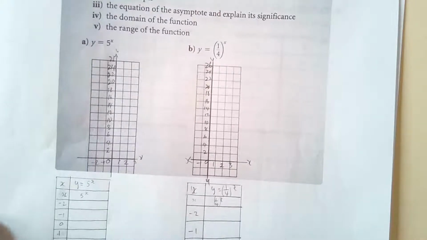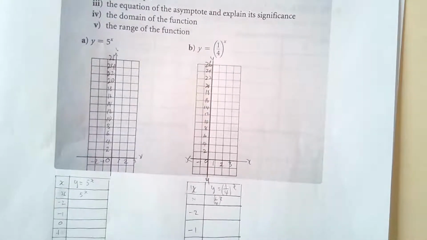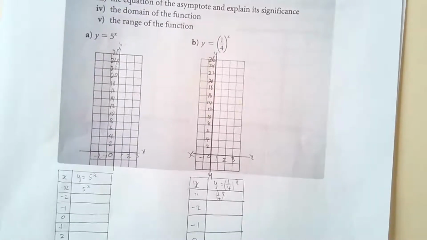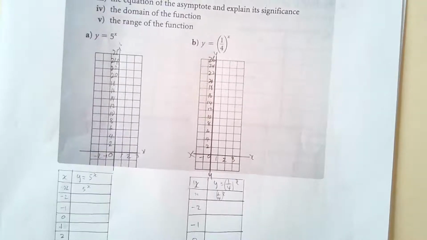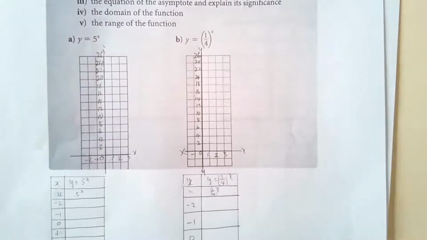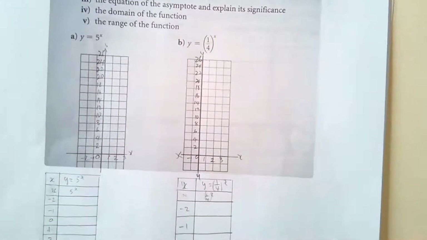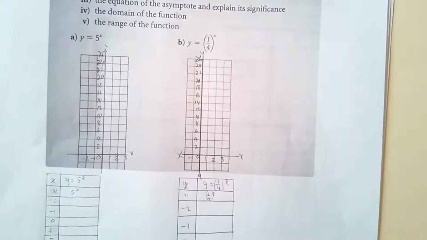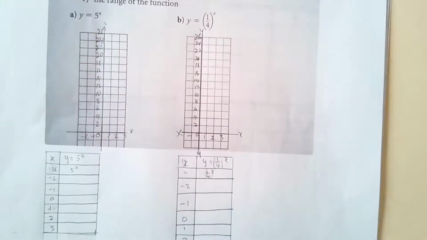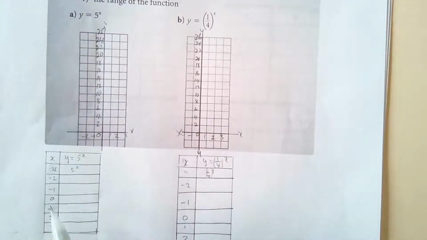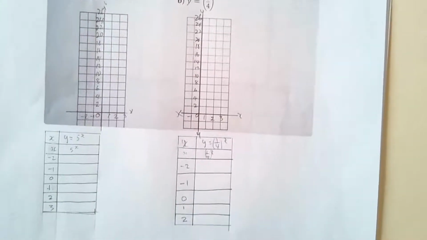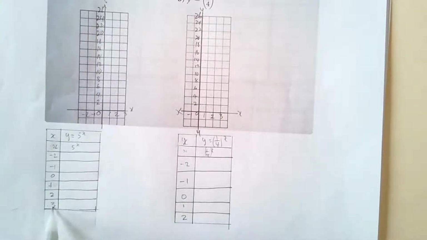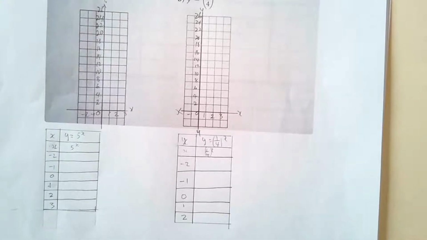So let's look at the first example. 7a. Graph each exponential function below, determine whether the function is increasing or decreasing, intercepts, equation of the asymptotes, domain and range. First of all, we create a table of values. And generally, you'll select values between -2 and 3, or -2 and +2.